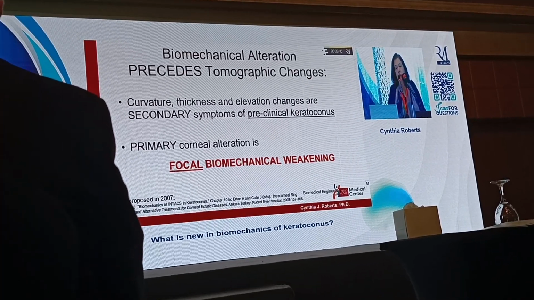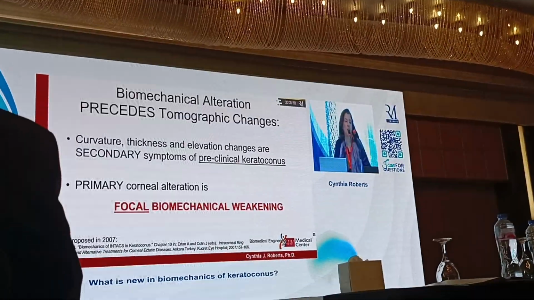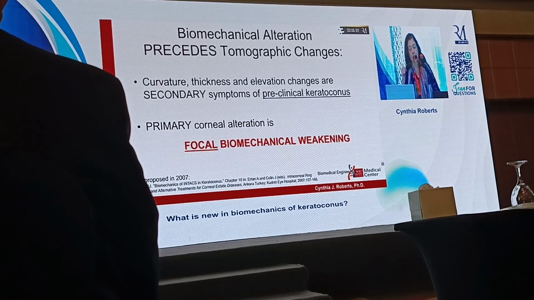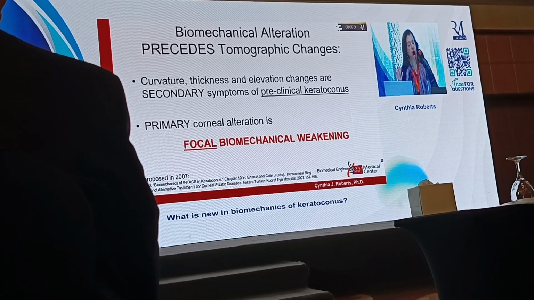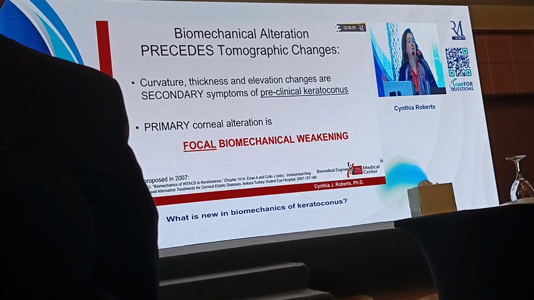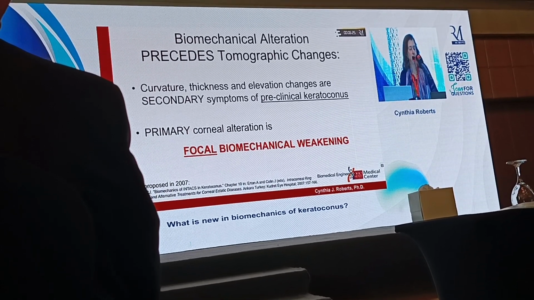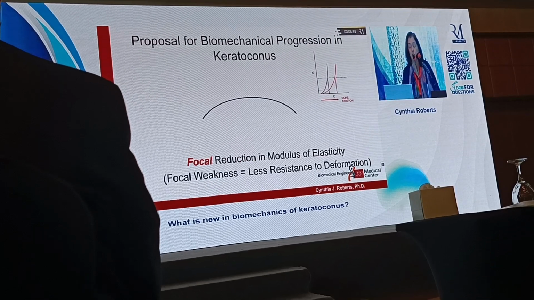So in keratoconus, biomechanical alteration is the first thing that happens. So curvature, thickness, elevation changes, those are all secondary symptoms of keratoconus. The first thing that happens is a focal biomechanical change. Now let me show you what I mean.